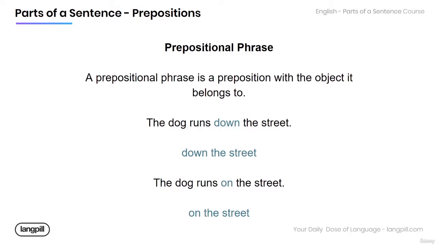Now, a prepositional phrase is when we have the preposition and we include it with the object. Okay? So before we read, "The dog runs down the street." If I asked you what is the prepositional phrase, you would tell me the preposition and the object. So it would be down the street. Whereas our other example, "The dog runs on the street," if I asked for the prepositional phrase, it would be on the street. Okay, so the prepositional phrase is just the object plus the preposition.